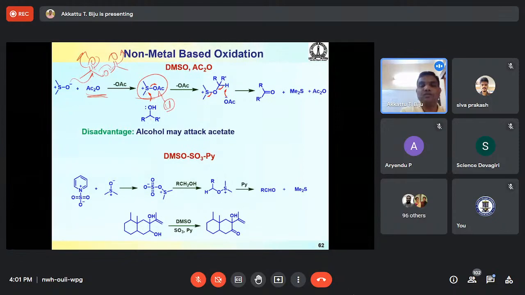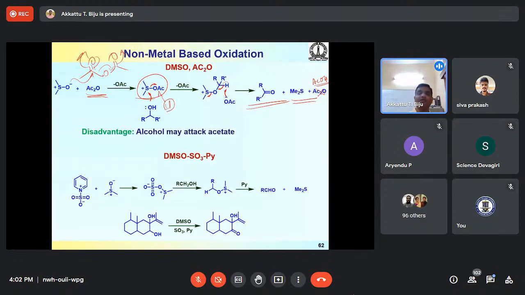The alcohol adds to the sulfur, generating the sulfonium salt, and the same acetate can come back and deprotonate, leading to the formation of the product. So this leads to the formation of acetic acid, not acetic anhydride. So this forms acetic acid as the final product. One advantage people cite in this acetic anhydride reaction is that the alcohol can directly add to the acetate to form some side product.